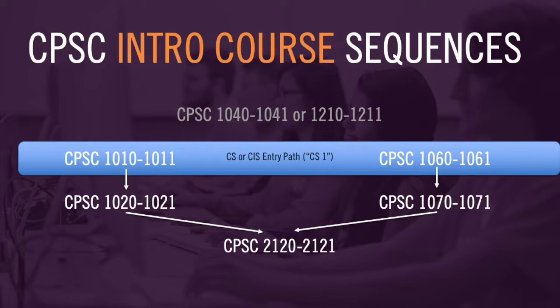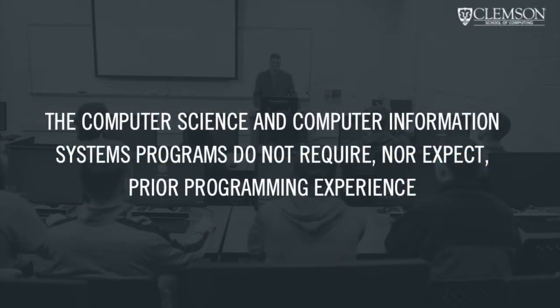Both of these sequences will prepare you for the 2000 level computer science courses, but introduce topics and languages in a different way. Your academic advisor will work with you to determine the best placement for your courses, which may include considering if you have had any prior programming experience or are entirely new to programming. Please note that neither the computer science or computer information systems programs expects nor requires students to have prior programming experience.